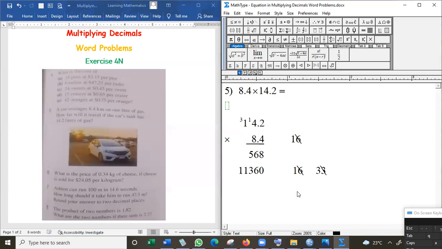So let us go over this before we add. 4 twos are 8. We bring down the 8. 4 fours are 16. Write down the 16. Bring the 6 here. Carry the 1 up here. 4 ones are 4. Plus that 1 will give us 5.